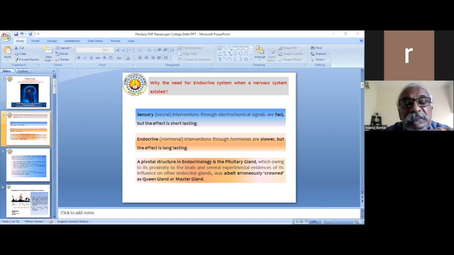A portal system necessarily should have its starting point as a capillary tuft or a network, and end also with a capillary tuft. Here there is one single tuft of capillary which is drained by a hypophyseal vein.